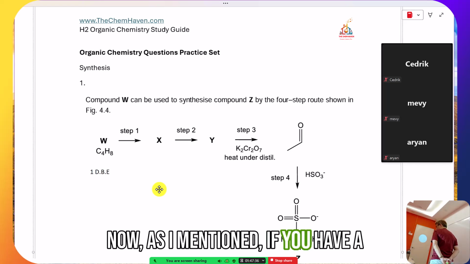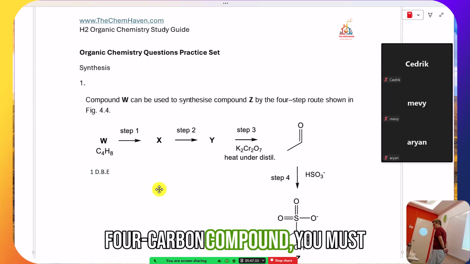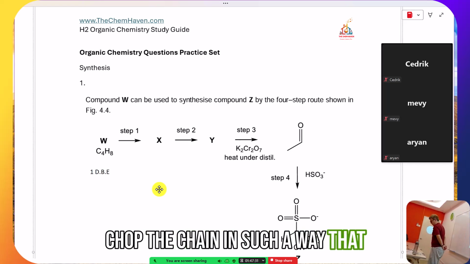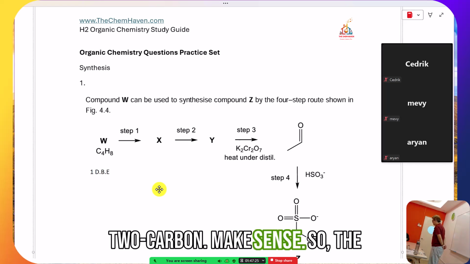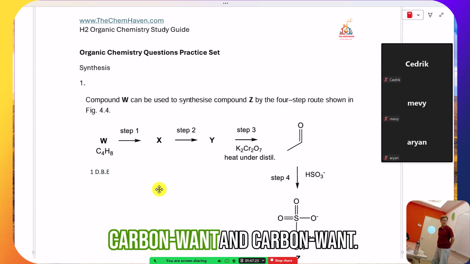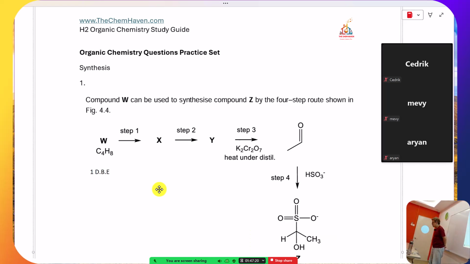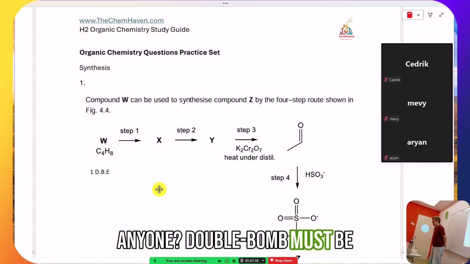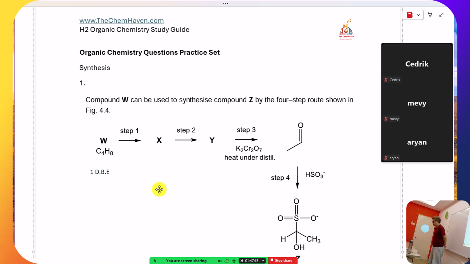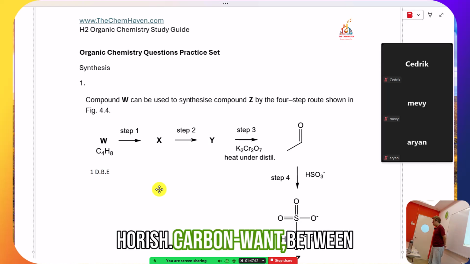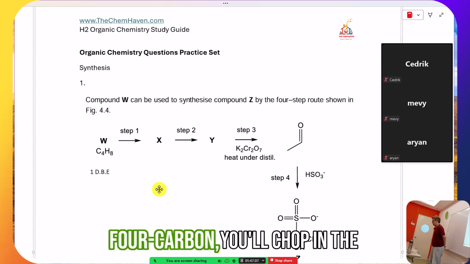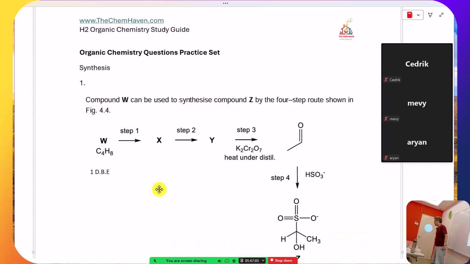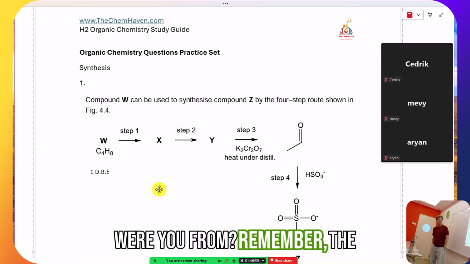Now, as I mentioned, if you have a 4-carbon compound, you must chop the chain in such a way that you only have 2 carbon each. Make sense? So the double bond must be between carbon what and carbon what? Anyone? Harish? Double bond between carbon 2 and 3, correct or not? You see 4 carbon, you chop in the middle, 2 each. Make sense? But think about what compound you will form.